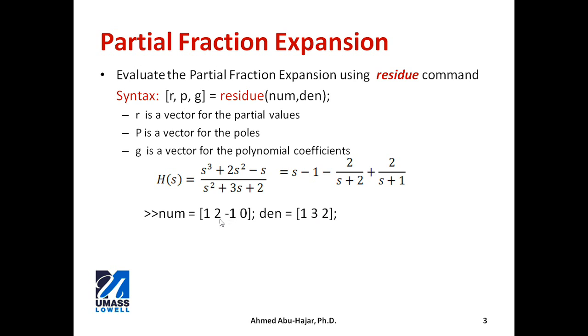So now, once I have defined those two vectors for the numerator and the denominator, I'm ready to use the residue command. I know that the residue command will return three vectors for me. I call them R, P, and J. I can call them any name, but I call them here R, P, and J. And then I use residue, and I pass the numerator vector first, and then the denominator vector. If I don't want to echo the value P, I put a semicolon; if I want to echo it, I will not put a semicolon.